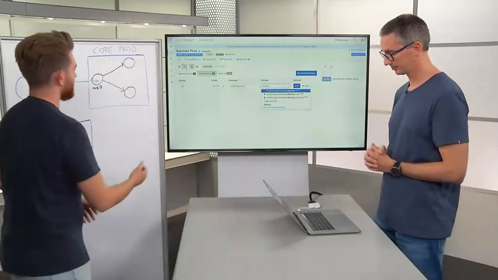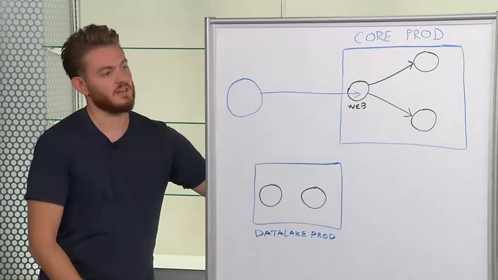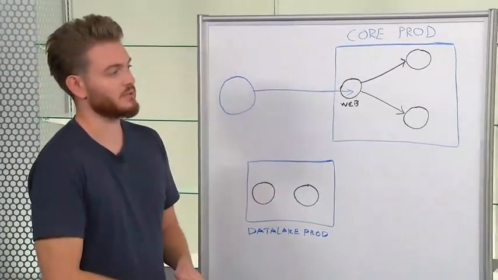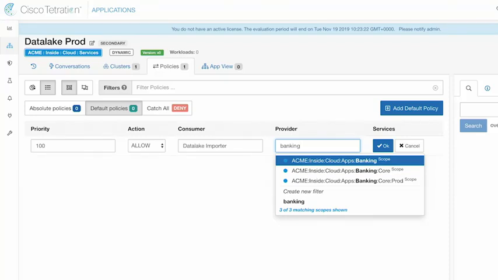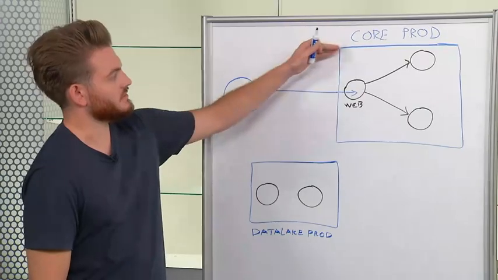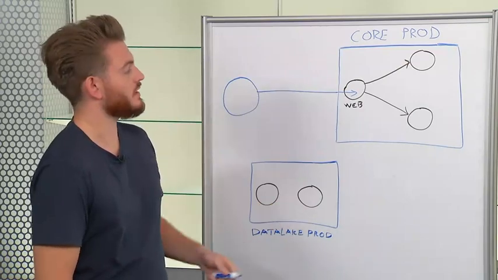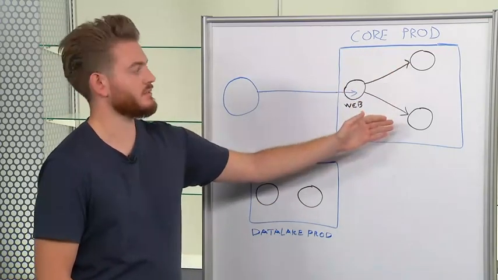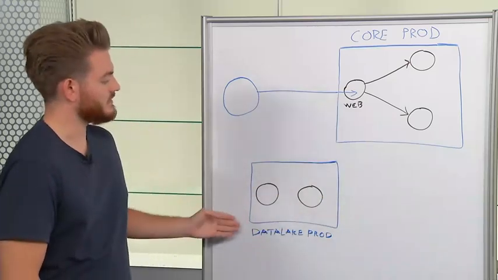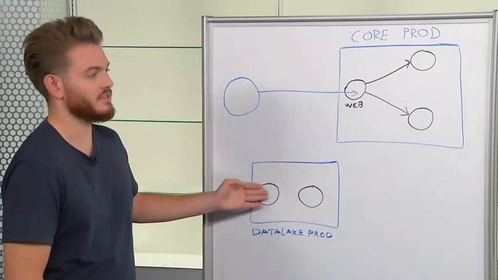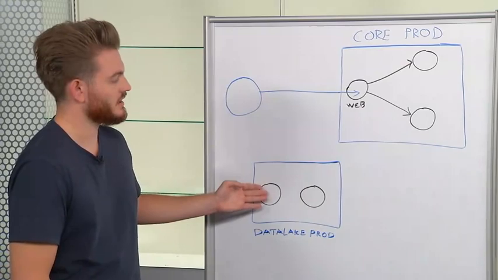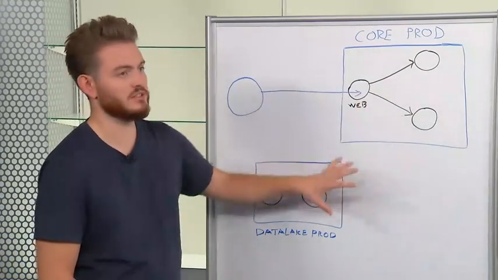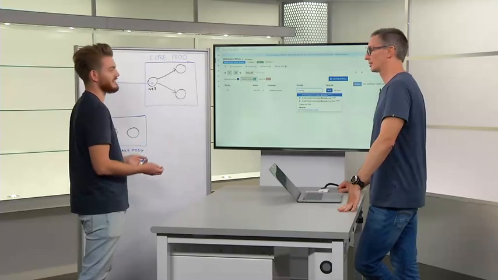What you're showing me right now is that you can see the scopes. You can see the scope banking, core, and core prod. And what we have represented on the board here is the same. So we can see the scope, core prod, which we know happens to have the web tier in it, also the database tier and so on. But from the perspective of the data lake prod application, let's say I'm the data lake importer cluster, I can't see these ones inside that application. I can only see the external service of the application, or the application in its entirety.